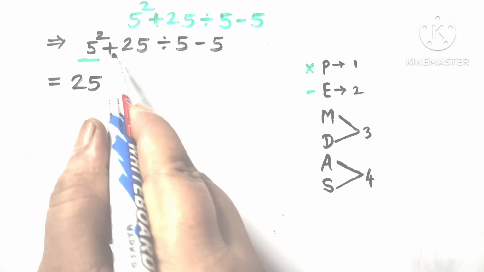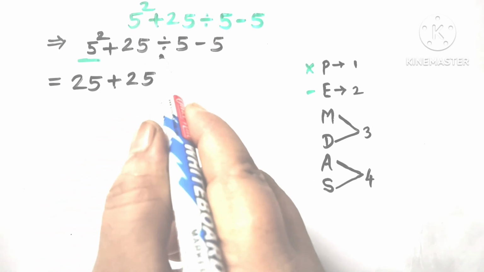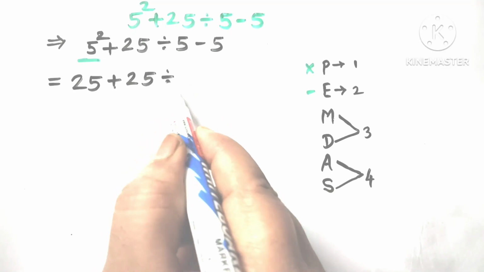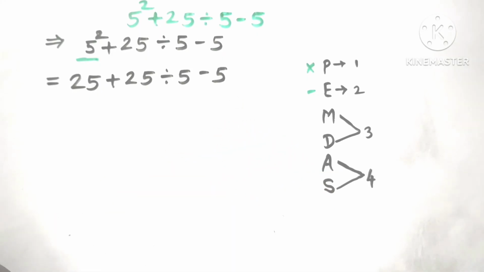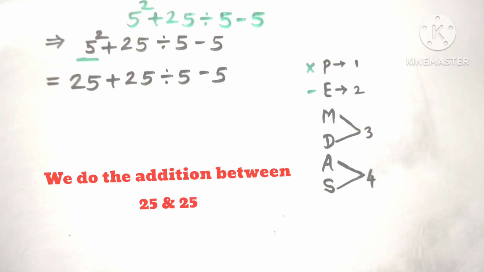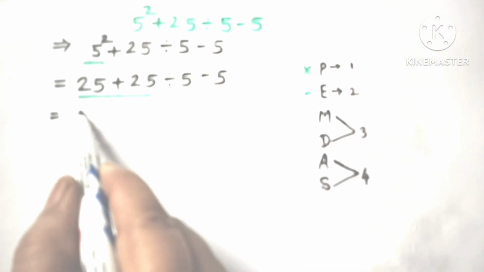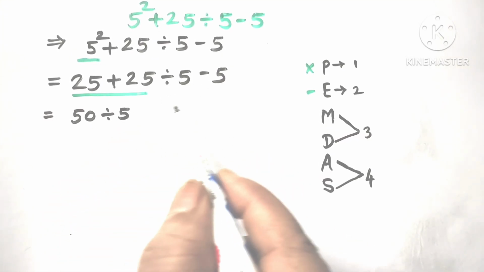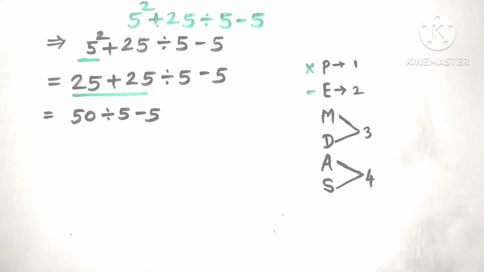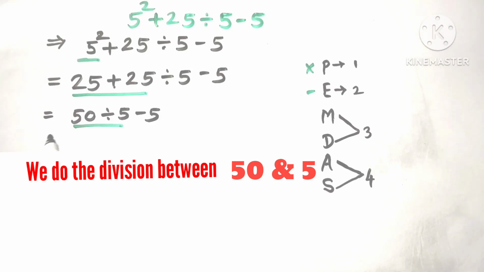Is equal to 25 plus 25 divided by 5 minus 5. We do the addition between 25 and 25. Is equal to 50 divided by 5 minus 5. Now we do the division between 50 and 5.